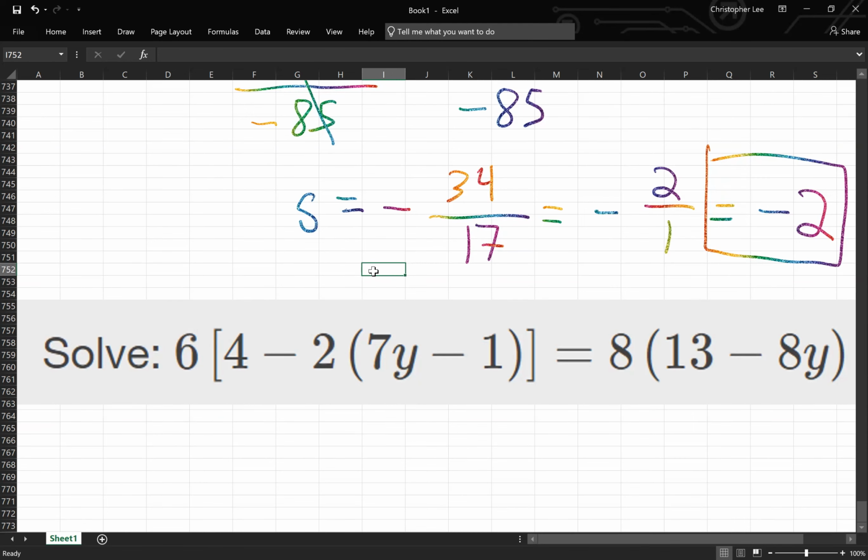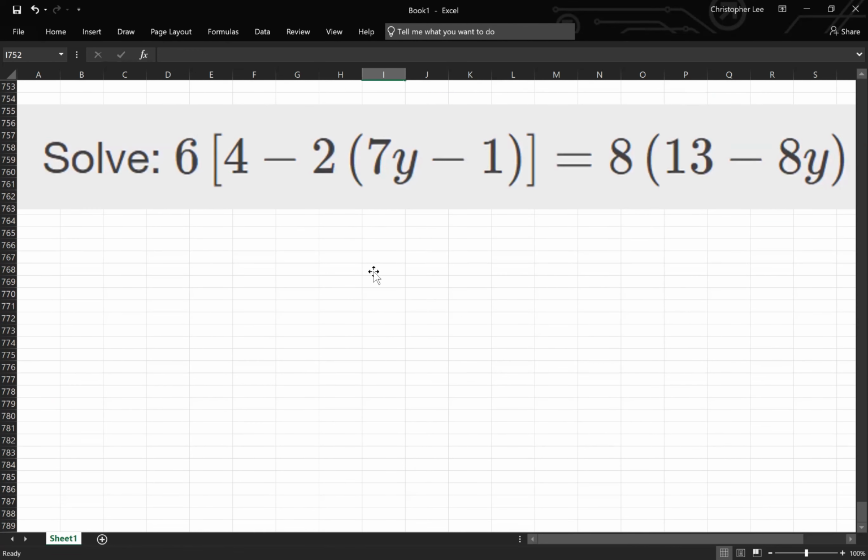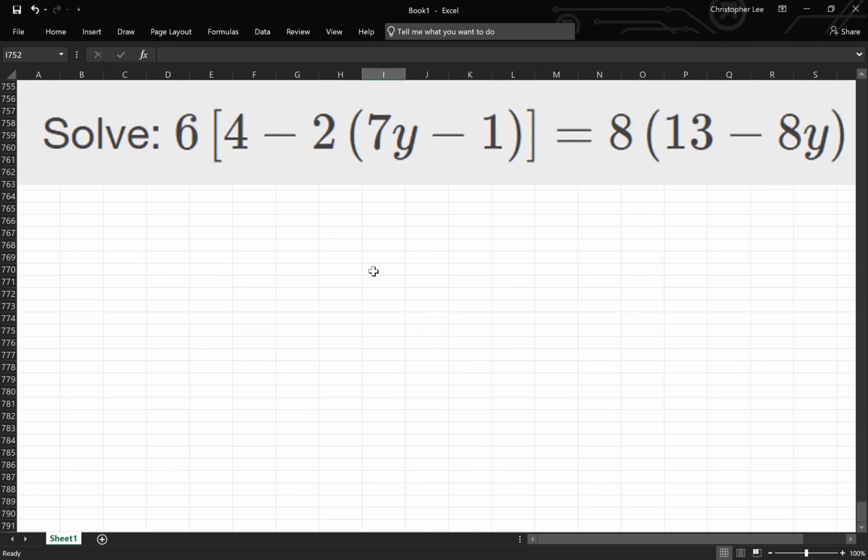Take a look at this. So again, I want to simplify what's inside the brackets first before doing what's on the outside. So I'm going to distribute this -2 right here. It's the first thing I'm going to do.